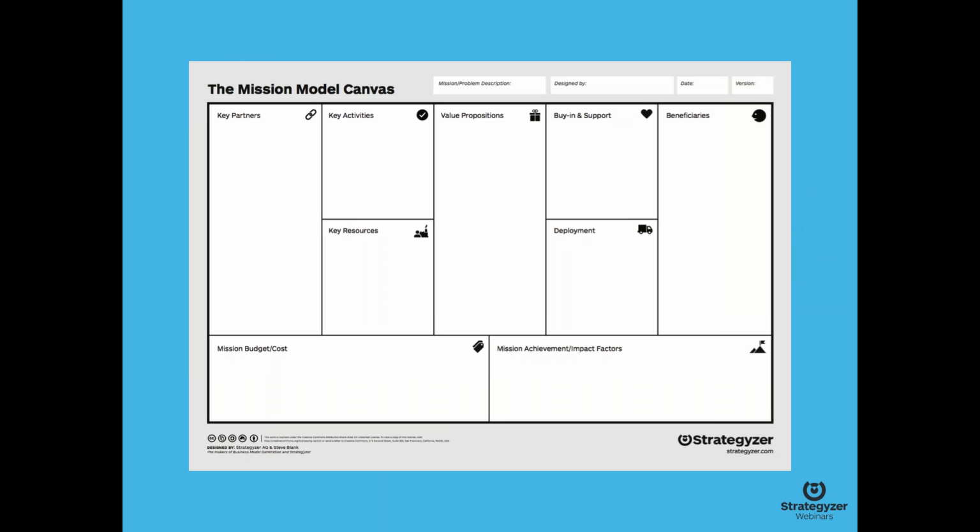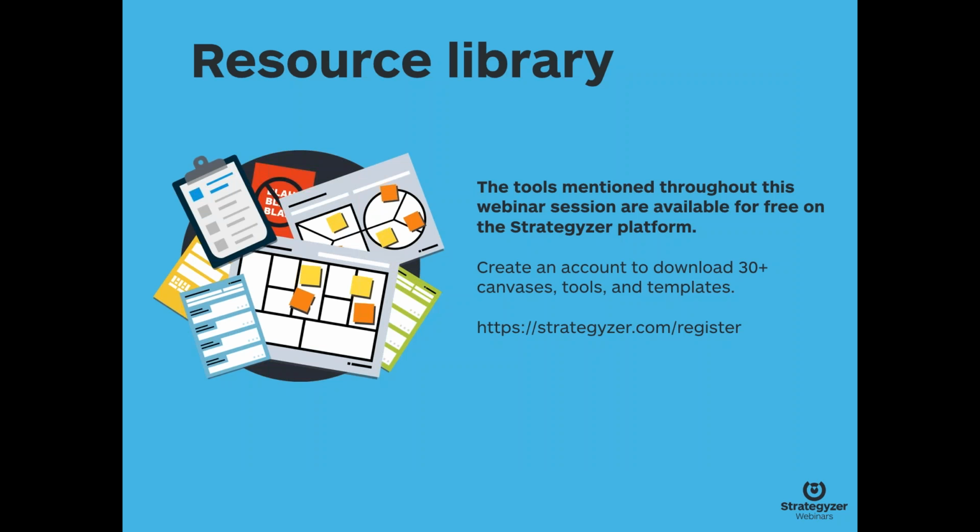We're going to be talking about the mission model canvas, which you can see here. Some of you may be familiar with the prototype that was placed on the blog that Alex and Steve co-wrote. This is a more refined version of that prototype. We'll be discussing this canvas today. And of course, you can find the canvas in our resource library.